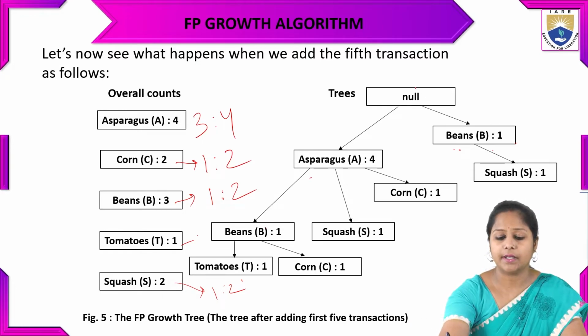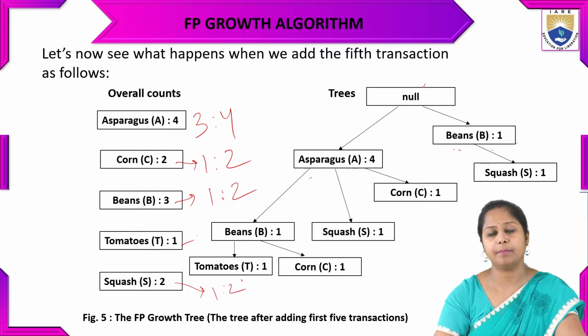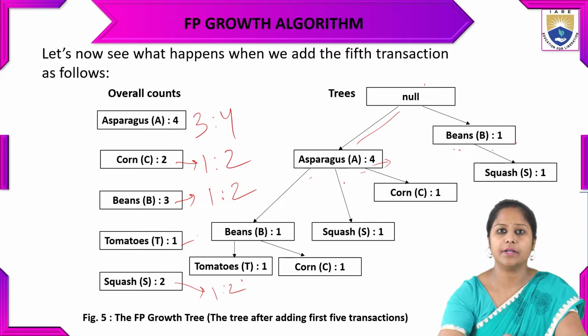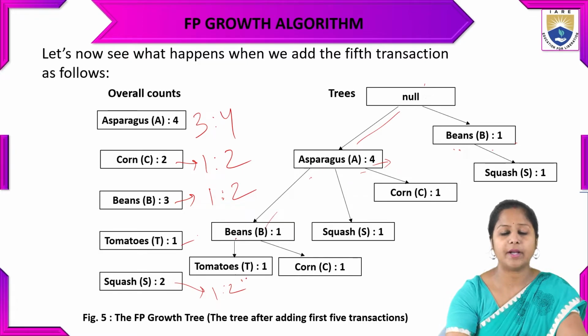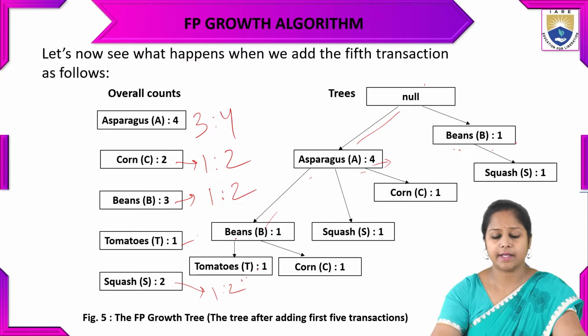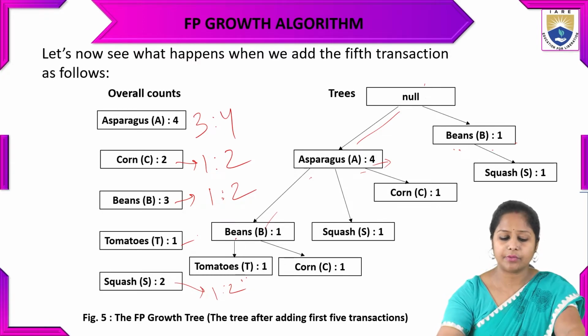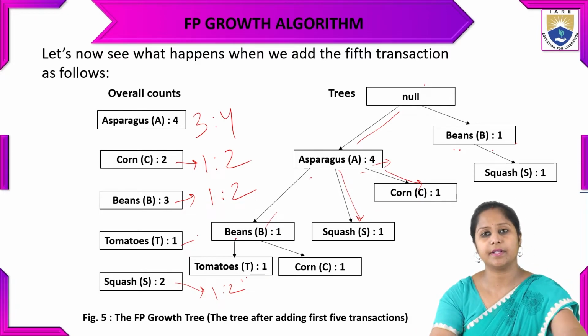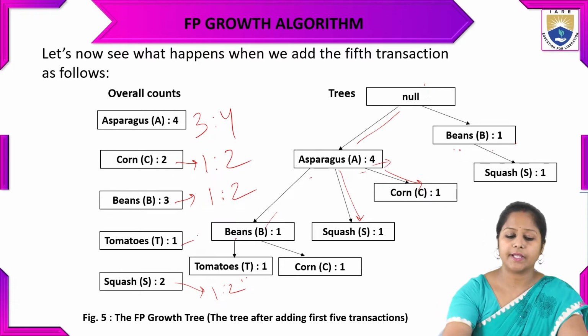So now the null will be there as the base node. Then the asparagus, which was 3 earlier, will now be written as 4. Now on the left-hand side, the beans and tomato will be the same as earlier. But here, the squash has already been added, and the corn was already added as 1. Here the asparagus was there, that was 4.